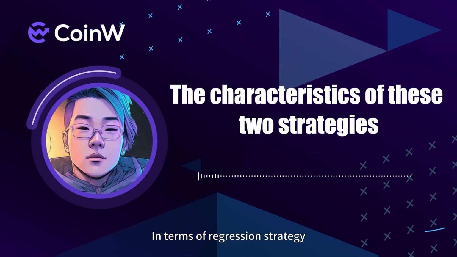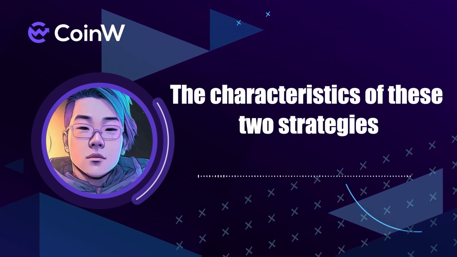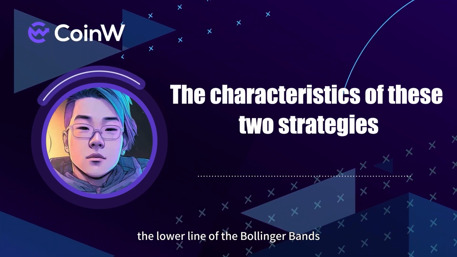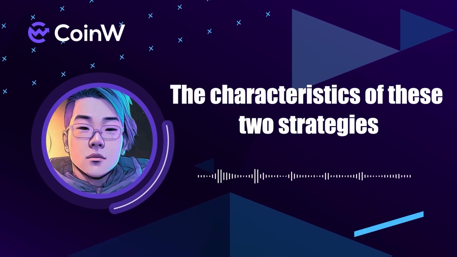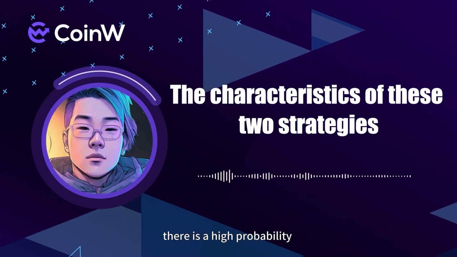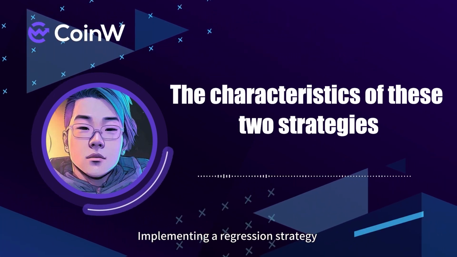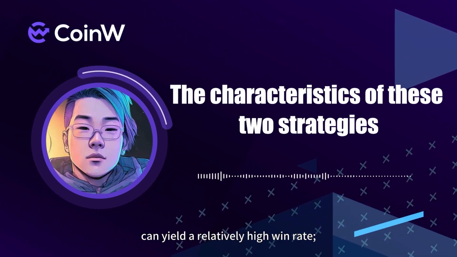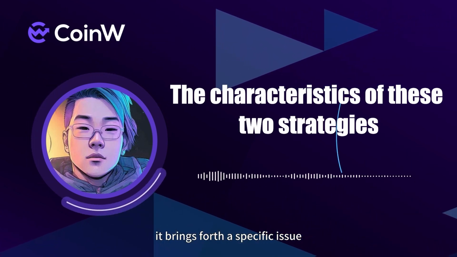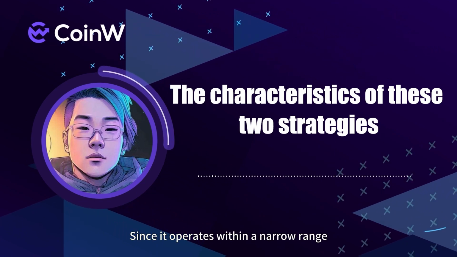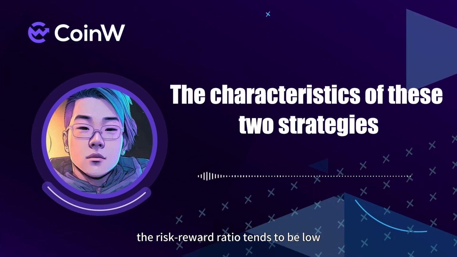In terms of regression strategy, for instance, when it occurs at an extreme position, the lower line of the Bollinger Bands, by default, is set at 2 times the standard deviation. At that position, there is a high probability of reverting back towards the mean. Implementing a regression strategy can yield a relatively high win rate, however, it brings forth a specific issue. Since it operates within a narrow range, the risk-reward ratio tends to be low.